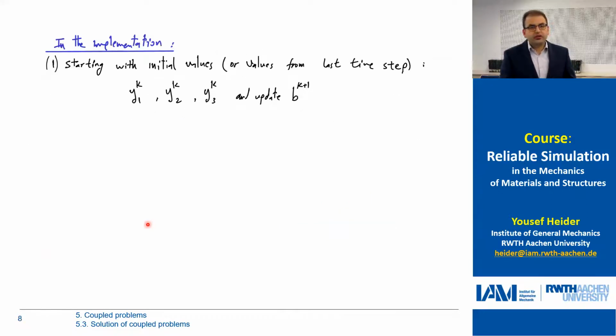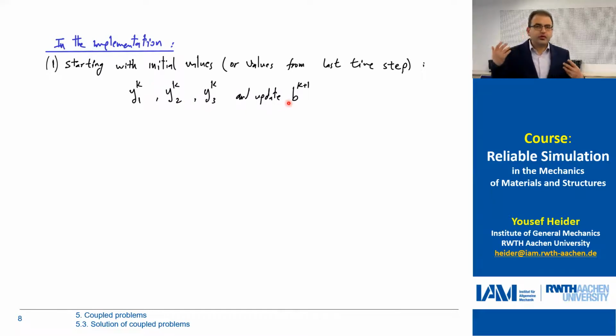Okay, so how does the algorithm look like? In the implementation, we start with some initial values. Usually, at the first time step, it will be the initial state of the system. If we have no deformation initially, then y1, y2, and y3 will be 0. If you have already started the computation, the known values are the values from the previous time step, which we have already computed. So they are our initial values in this case.